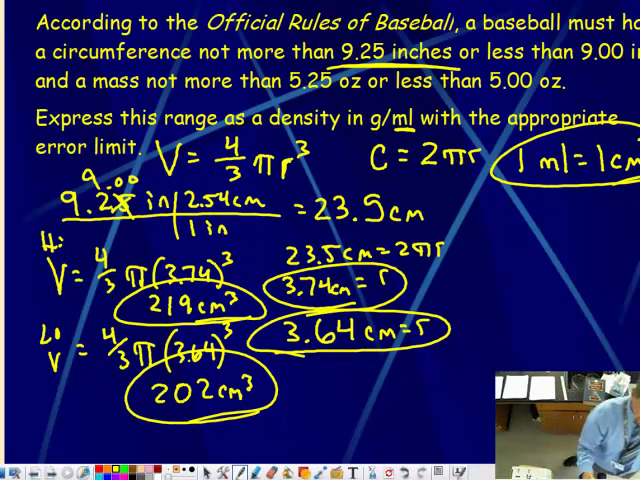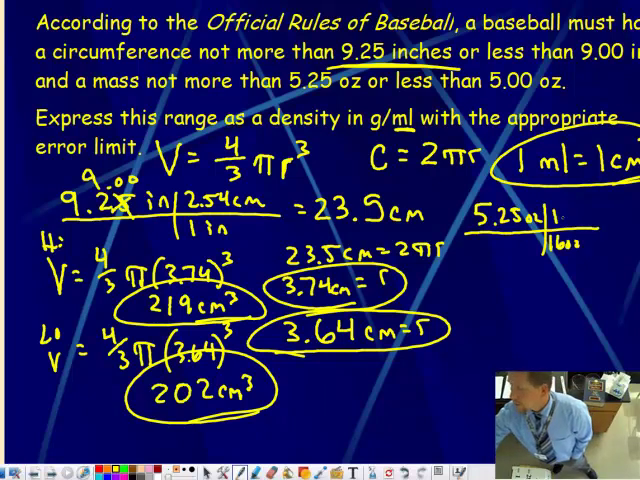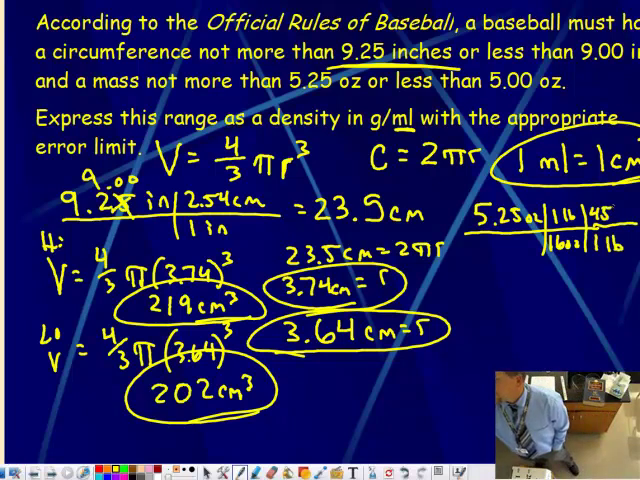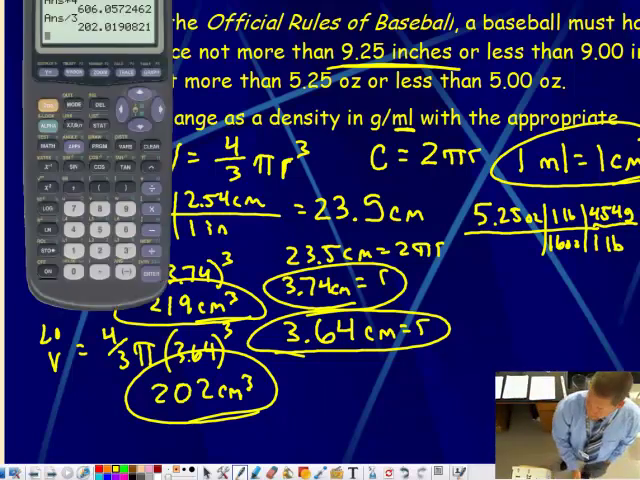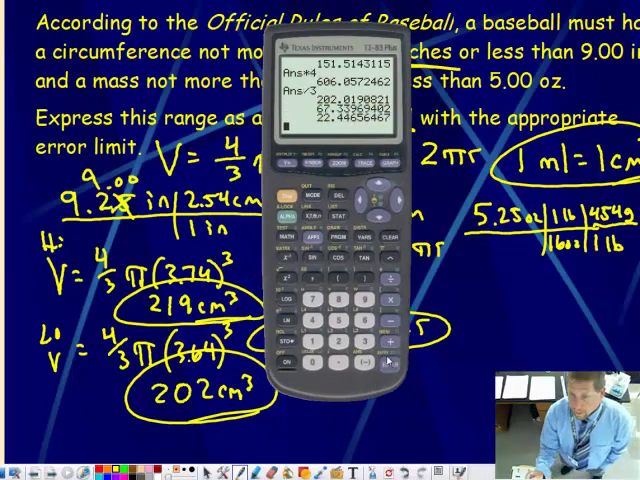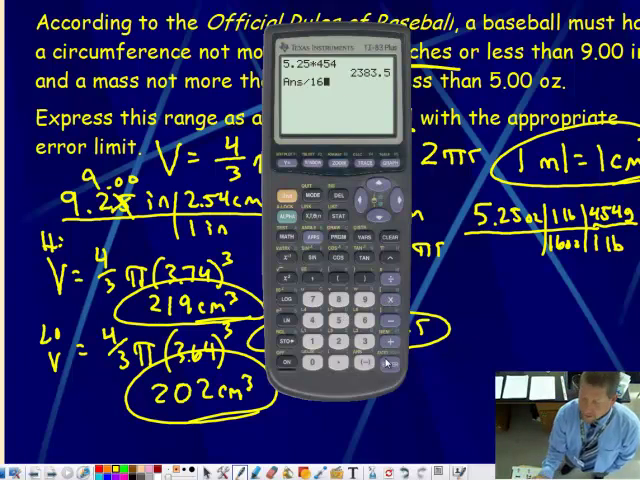I need the masses. The masses are in ounces. I want grams, so I need a conversion to go from ounces to grams. So 5.25 ounces. There are 16 ounces in 1 pound, and in 1 pound, there are 454 grams. Once again, that back of the book reference, you'll find your conversion that you need to get you to grams from ounces. I think they're both there. I should have checked, but anyway. All right, so let's clear that. So we have 5.25 times 1 times 454 divided by 16 divided by 1.